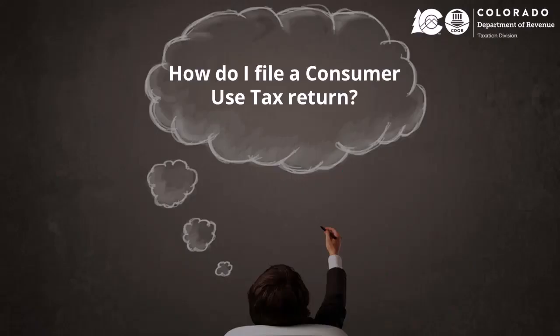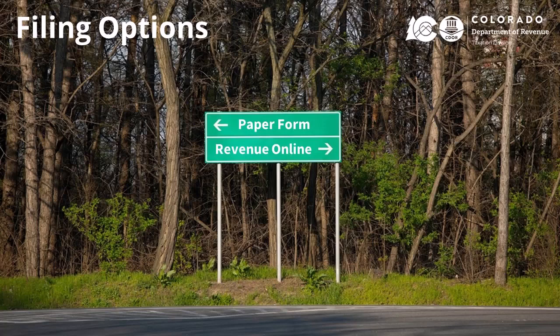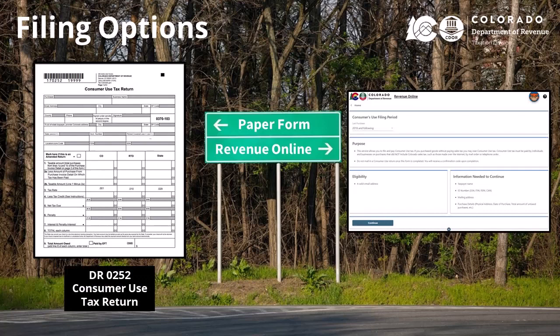We've talked about filing frequency, so you may be wondering, how do I file a consumer use tax return? The next section will review the different ways that you can file a consumer use tax return, in addition to a walkthrough to better help you understand your filing options. The two main ways to file a consumer use tax return are using the paper form DR 0252 and Revenue Online. Let's take a closer look at both of these methods.